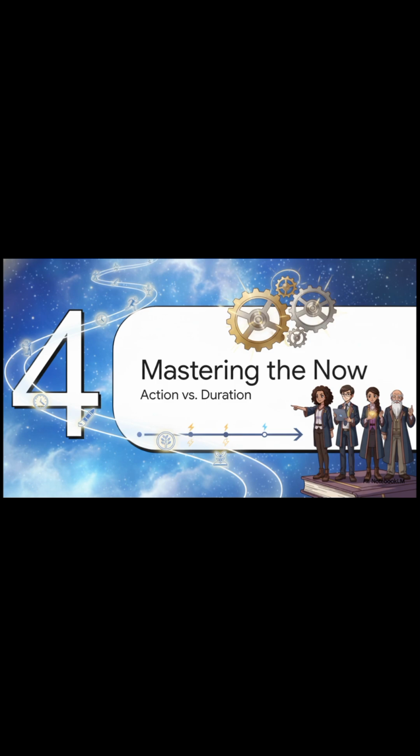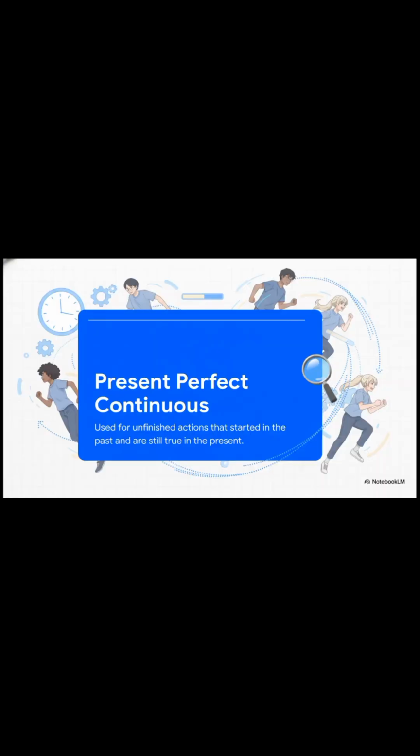Now for our final section. Let's really master this with the most detailed and powerful view of the present, where we shift our focus from just the result to the ongoing journey itself. And this is the present perfect continuous. Its entire job is to highlight an action that started sometime in the past and is still going on. The main focus here is all about the duration, the process, how long it's been happening.